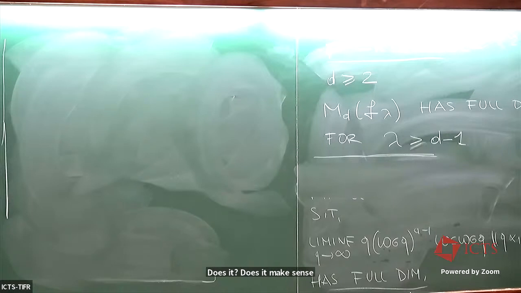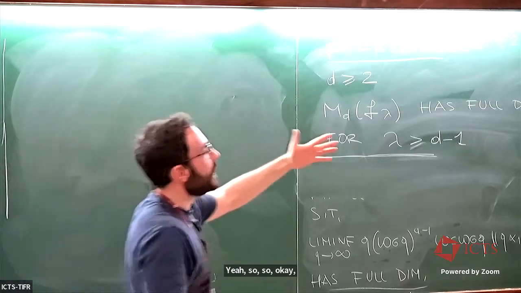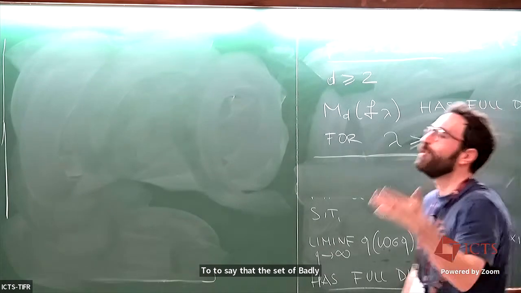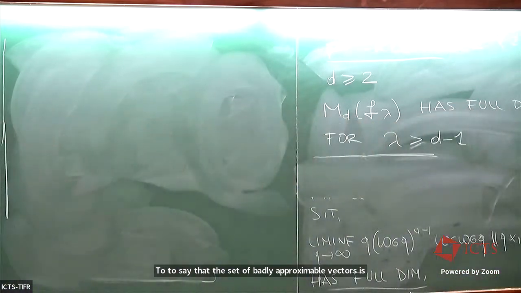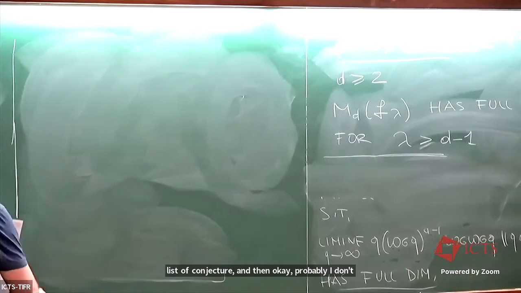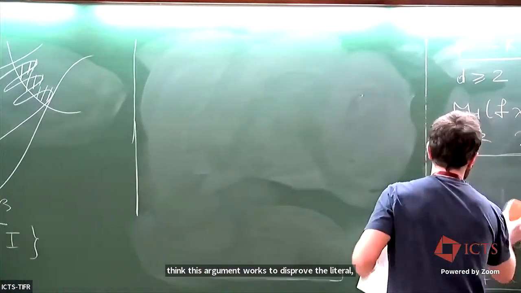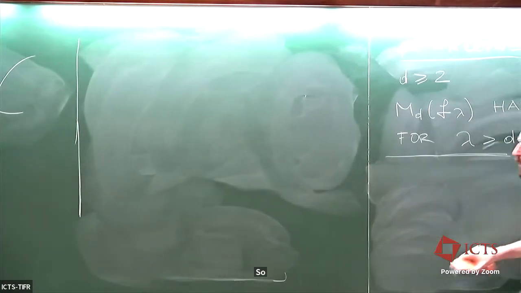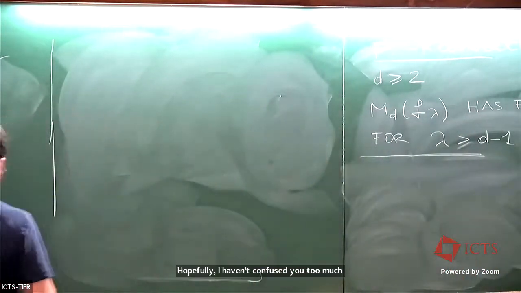But the idea is we are trying to say that the set of badly approximable vectors is non-empty, right? So if you pick the function h to be a constant, then you will get things that contradict the Littlewood conjecture. Probably I don't think this argument works to disprove the Littlewood conjecture. Okay, great.